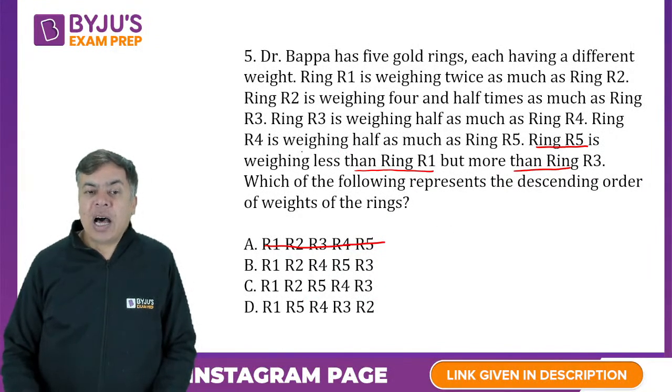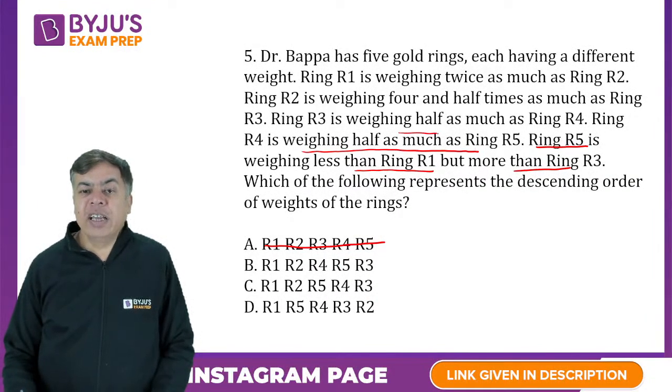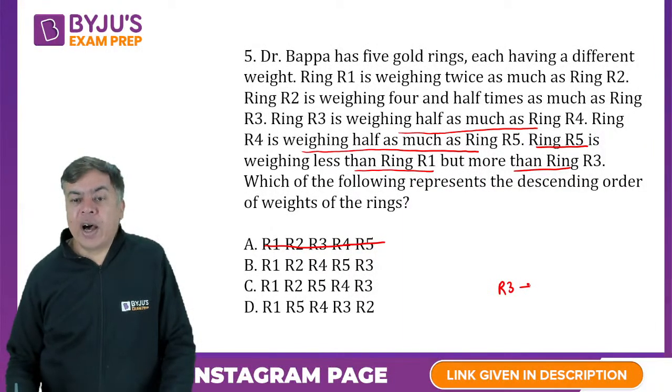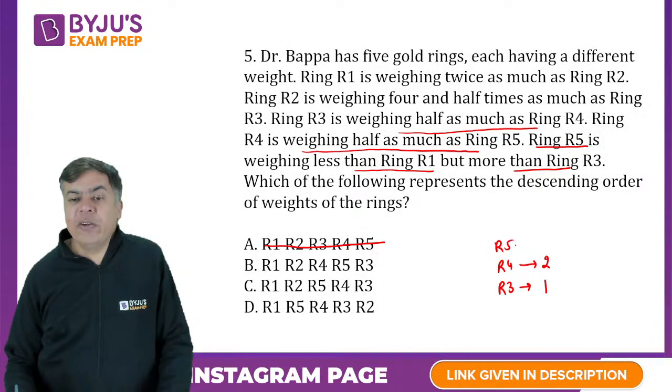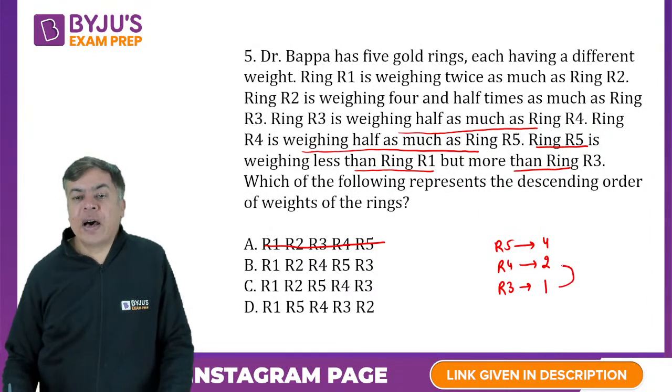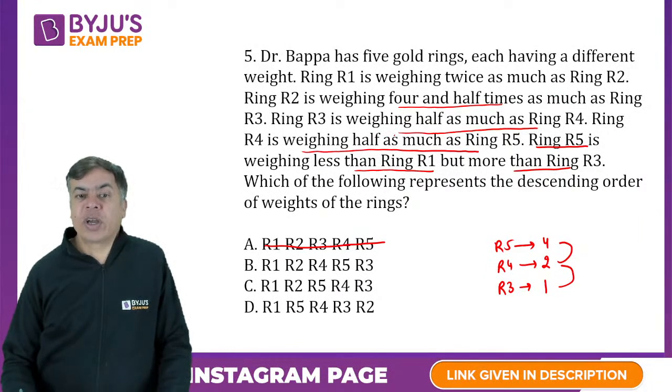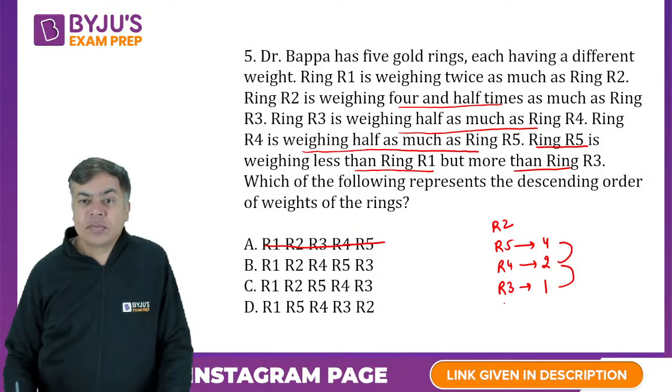Now R4 is weighing half as much as R5, and R3 is weighing half as much as R4. So if R3 is weighing 1, R4 is weighing 2, and R5 must be 4. And R2 is weighing 4.5 times as much as R3, so R2 will become 4.5, and R1 is double of this, so R1 is 9.